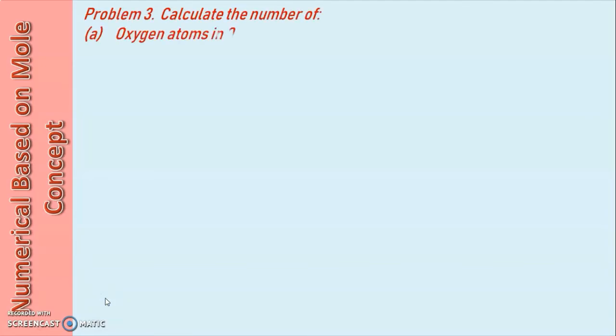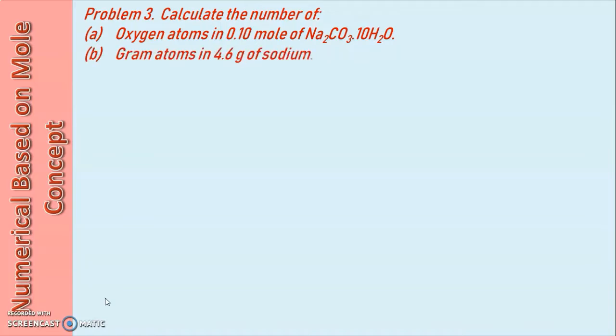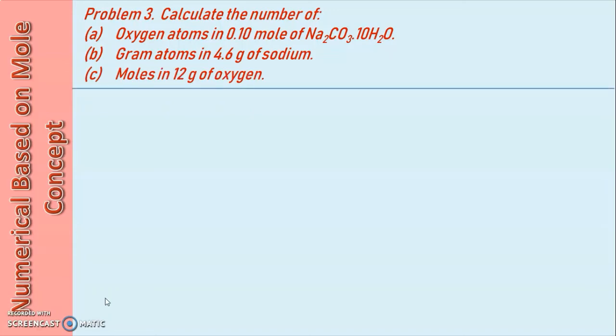Now next come to another problem. Problem number 3. Calculate the number of oxygen atoms in 0.10 mole of sodium carbonate decahydrate, Na2CO3.10H2O. Then the second bit is the gram atoms present in 4.6 gram of sodium. The third bit is the number of moles in 12 gram of oxygen. So one by one we will solve this one.